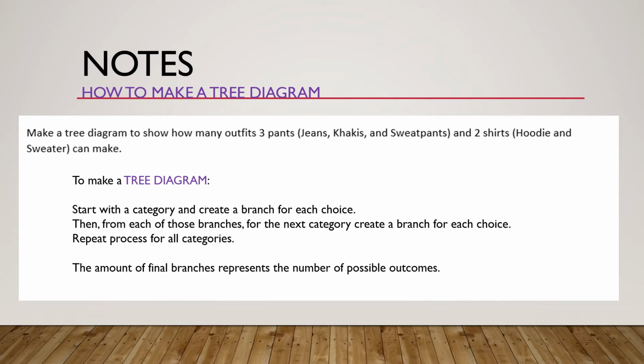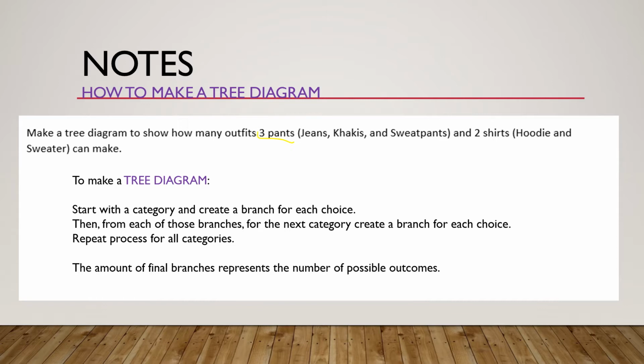How to make a tree diagram. If we are given 3 pairs of pants and 2 shirts, we can make a tree diagram. So what we're going to do is start with a category. It doesn't matter which one you start with. I usually start with the first one that they give us though. So in this case, I would start with the pants.